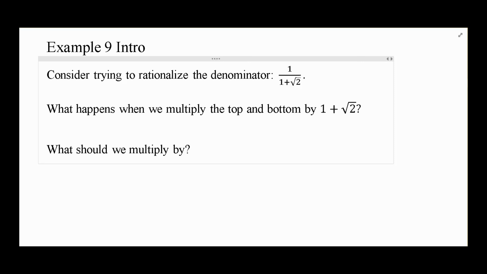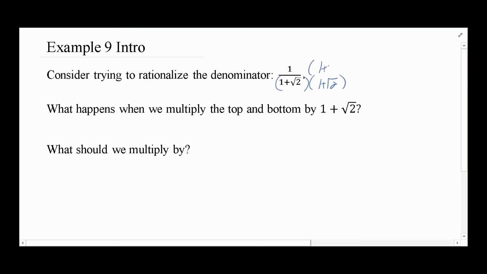Now, what if I wanted to rationalize the denominator of 1 over 1 plus the square root of 2? So if I were to multiply the top and the bottom by 1 plus the square root of 2, then what's going to happen on the bottom? Well, on the bottom, I'm going to end up with my middle term. That's no good. I still have a radical. So I can't just multiply by 1 plus root 2 because of the middle term.